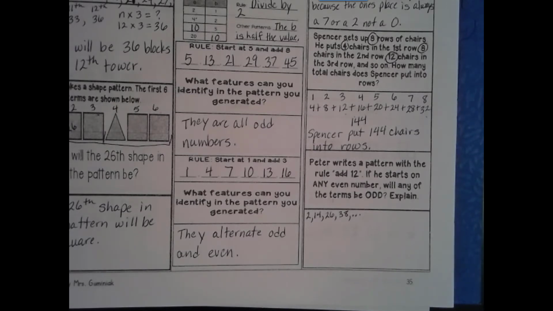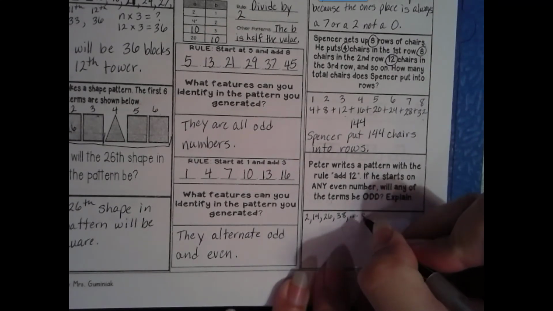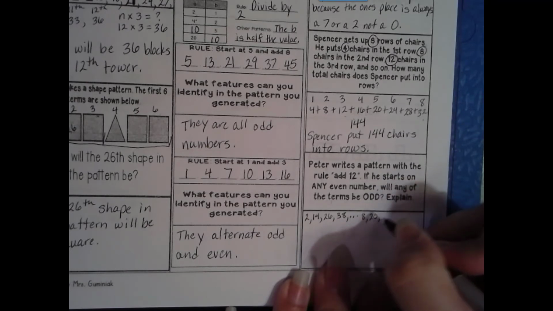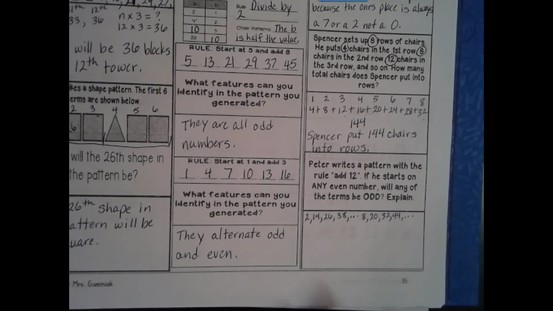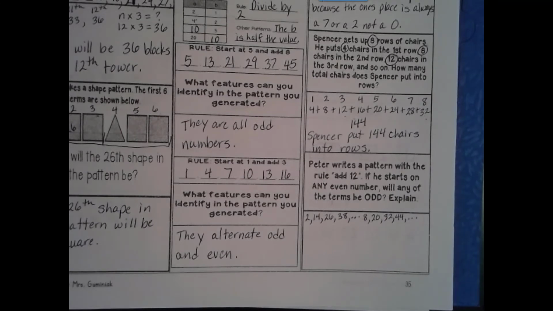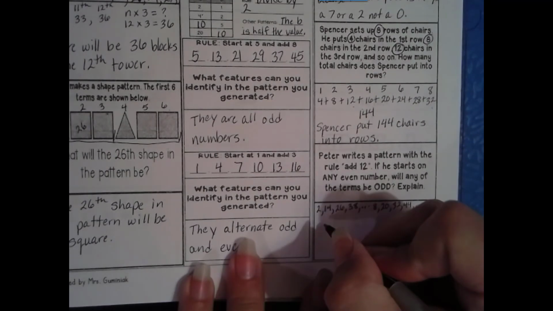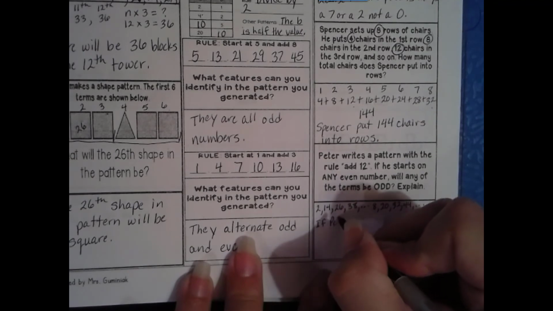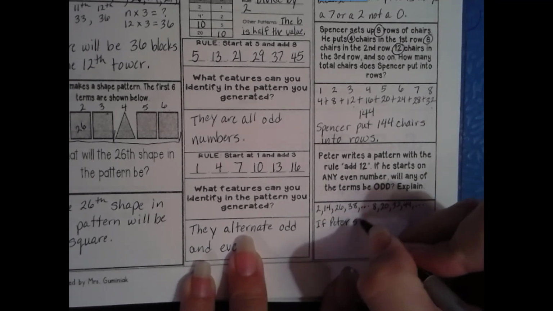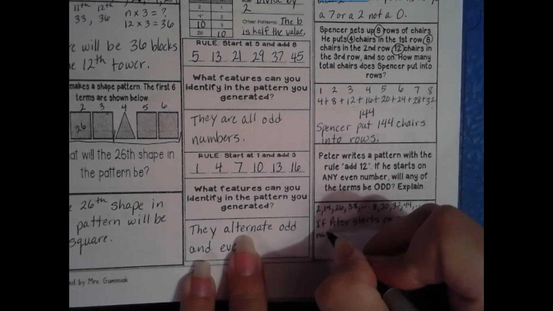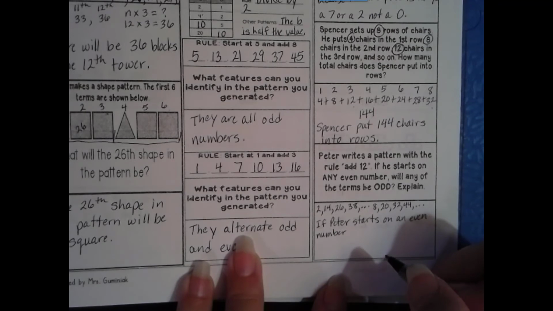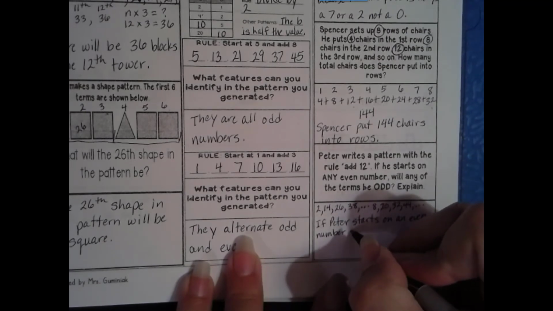Let's see what would happen with 8. Because 8 plus 12 is 20, 32, 44. Does it look like any of those are going to be odd, or are they going to keep being even? They will keep being even. When you add an even number to an even number, the result will be even. If Peter starts on an even number, all the terms will be even.